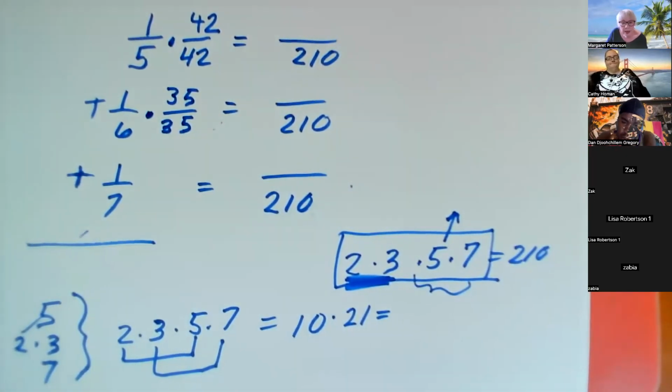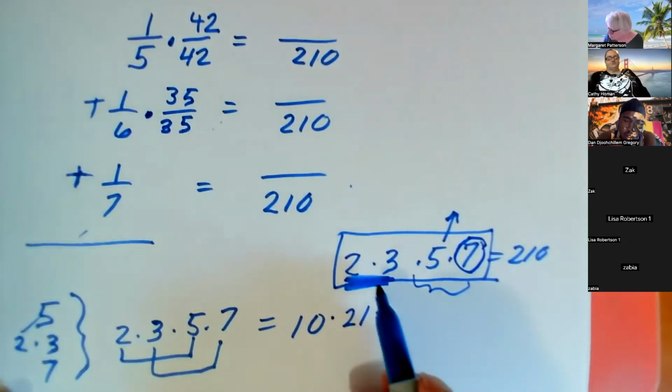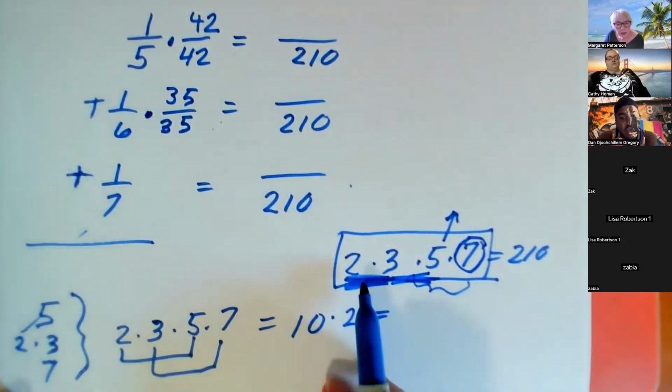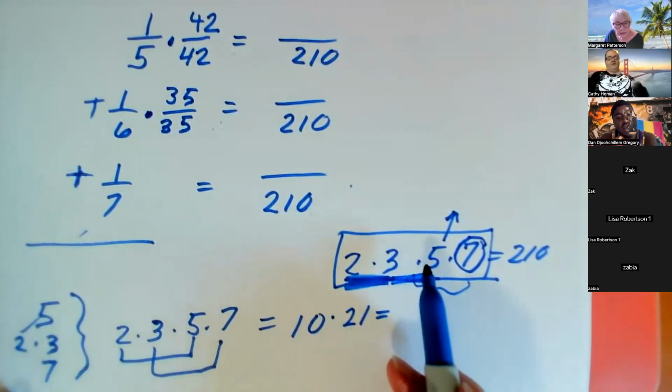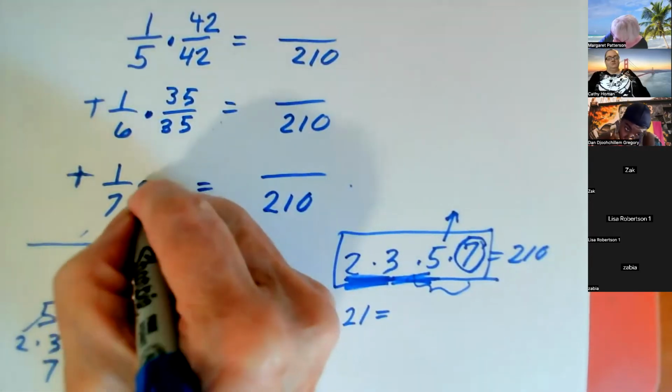And when you had 7, here's the 7. So you already have 7. What you need are the rest of the factors: a 2 and a 3 and a 5. This is 6, and 6 times 5 is 30.